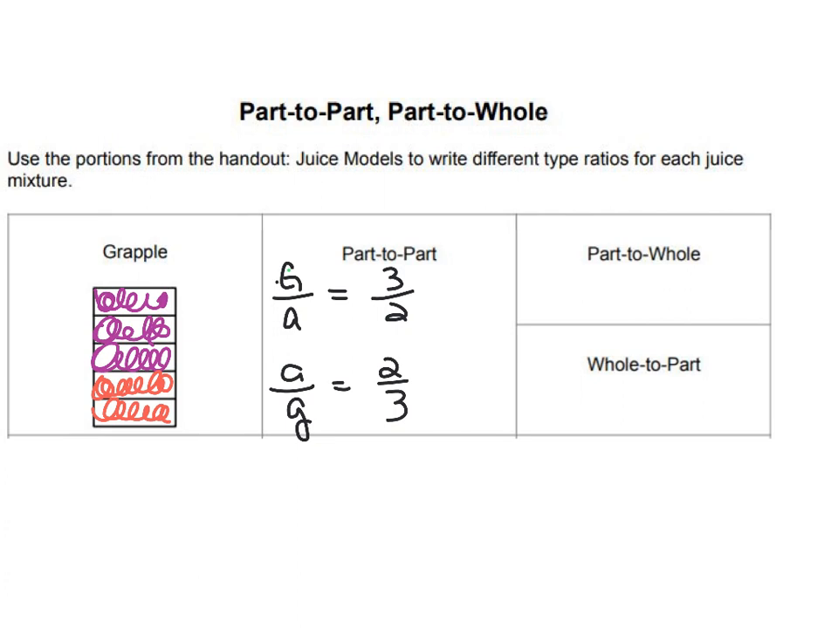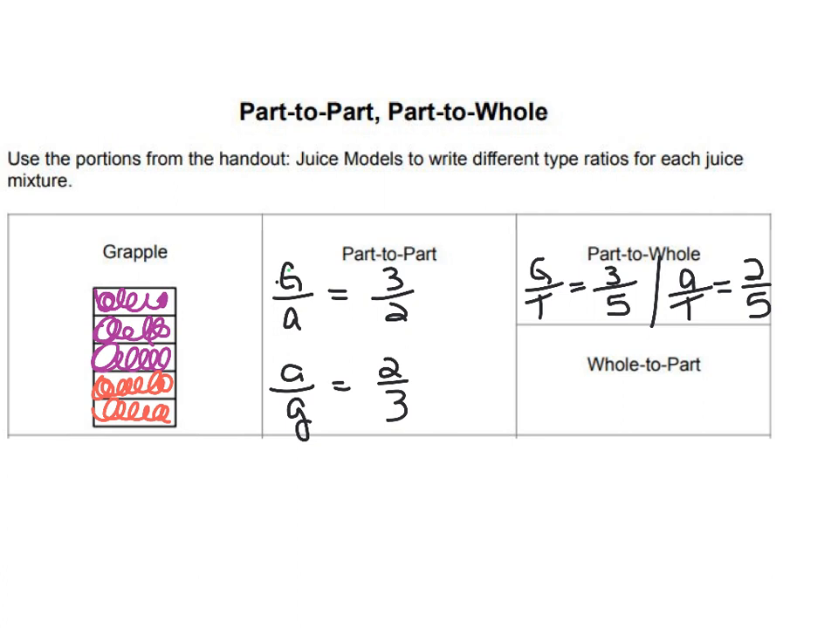Now, part to whole is the same thing, but now you're comparing part of the juice to all the juice. So in this case, I could put grape to total, and that's going to be 3 to 5 because there's 5 parts. Or I could say apple to total, and that's going to be 2 to 5. Okay, now, again, we have two ways to compare.